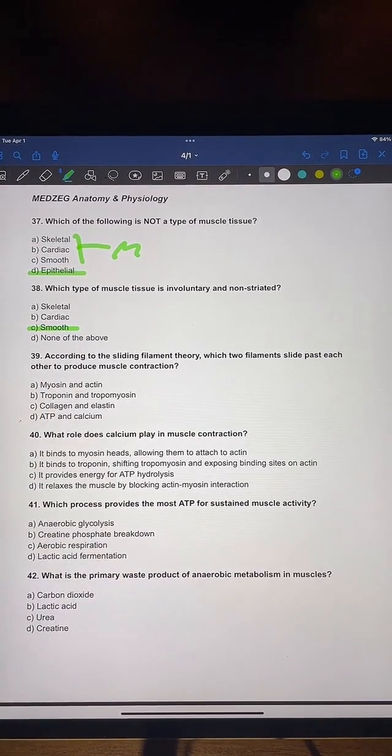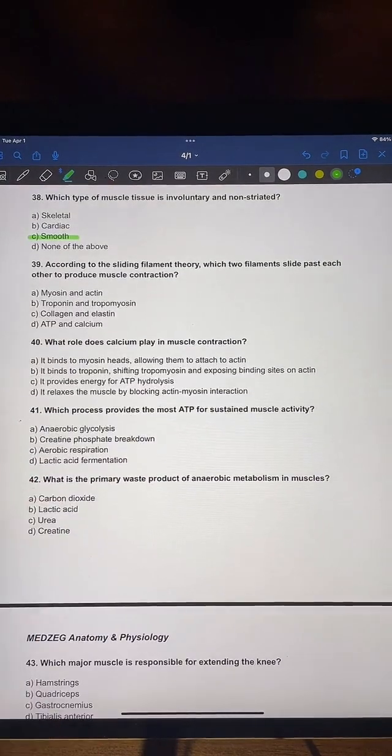Next choice of 38 is C, smooth. Number 39, according to the sliding filament theory, which two filaments slide past each other to produce muscle contraction?